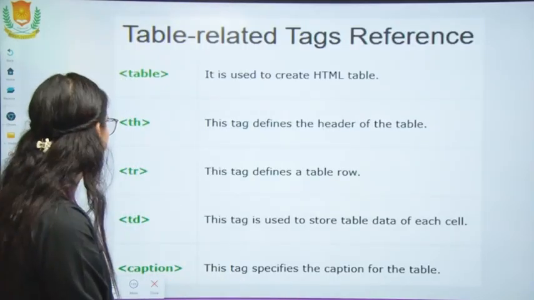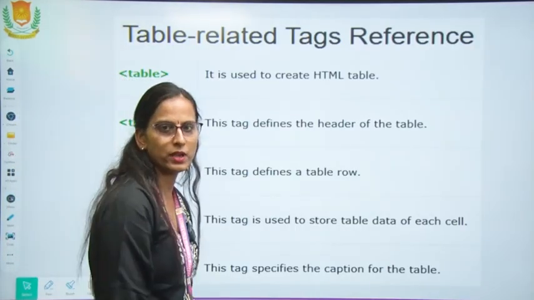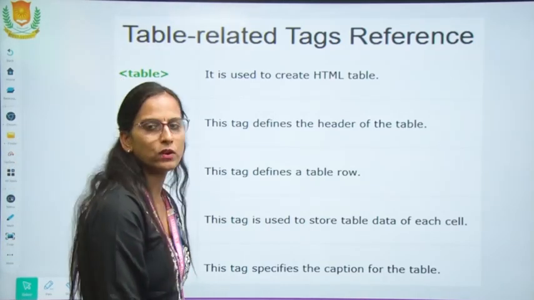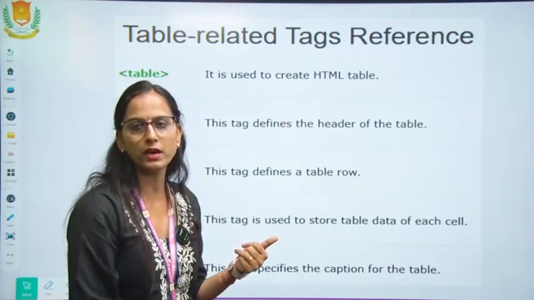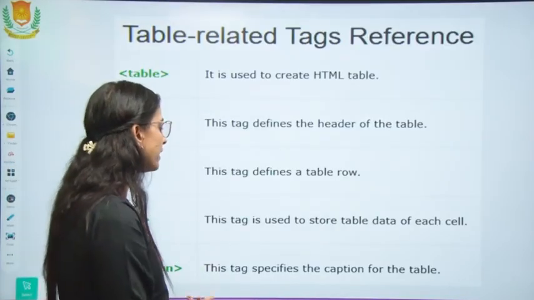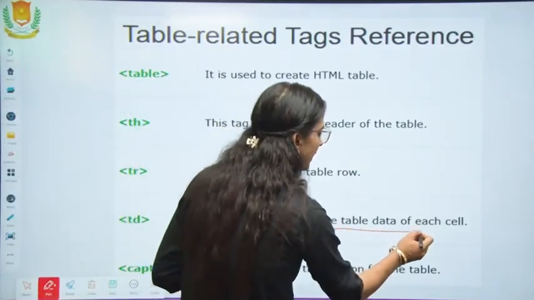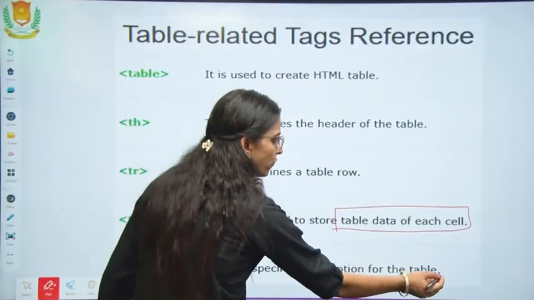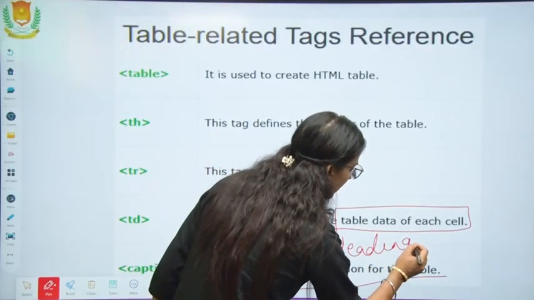Now, what are the tags we have used in this? Table tag, which is used to create the HTML table. Then th tag, which defines the header for the table. Then tr tag, which is used to define a table row. Then table data, td tag, is used to specify the table data of each cell. Then captions are used for the headings. Captions are the headings for the table.